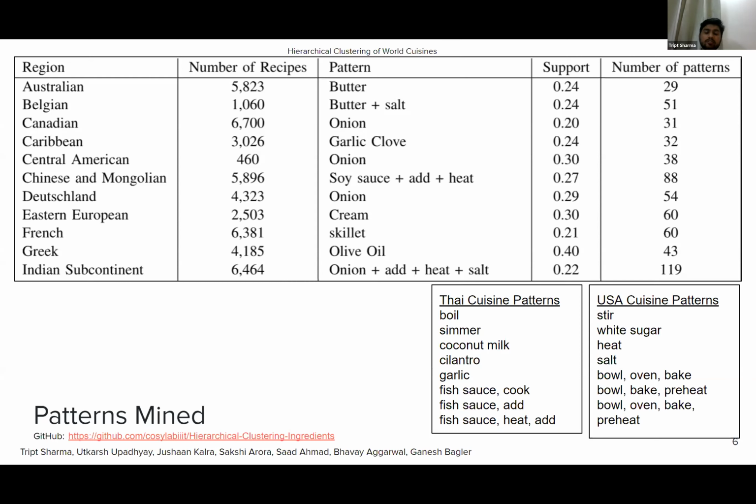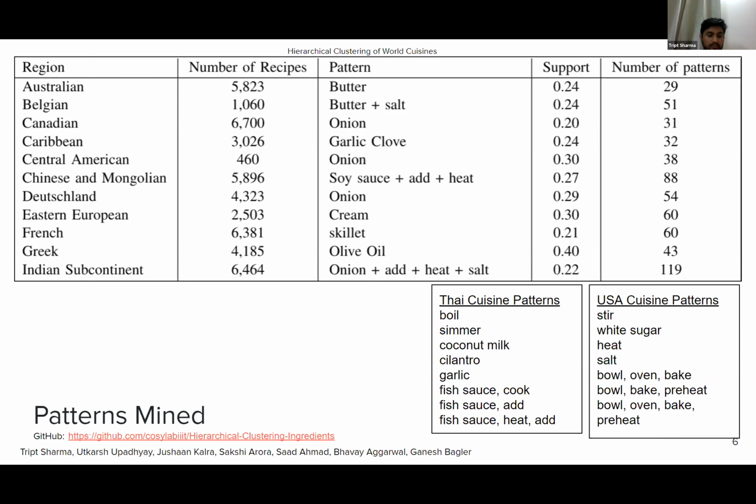Hence, these patterns also provide us information about the frequent practices used in a cuisine. Another example would be that of the Indian subcontinent cuisine-based pattern. So the pattern onion plus add plus heat plus salt. This is an essential step in a famous Indian practice called tadka. Thus we can say that these patterns help us in fingerprinting the cuisines.